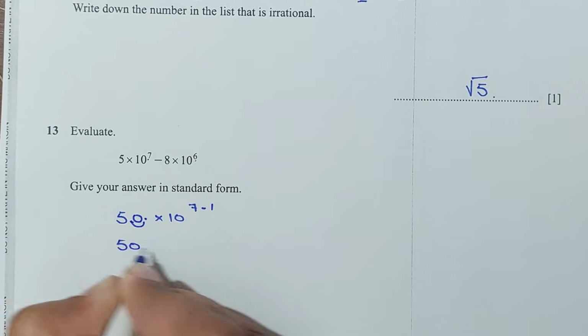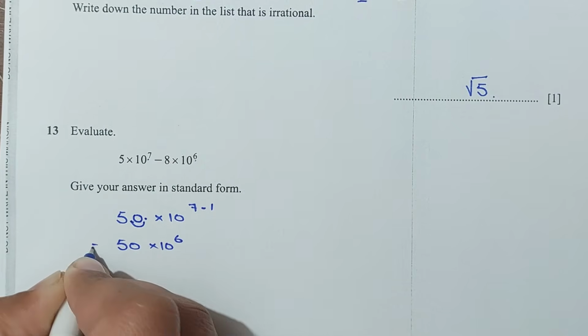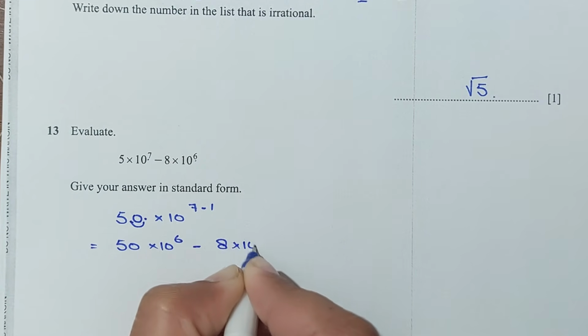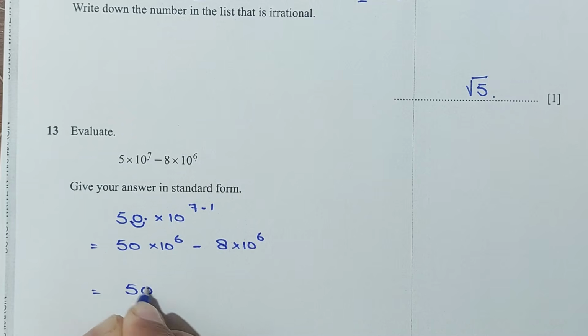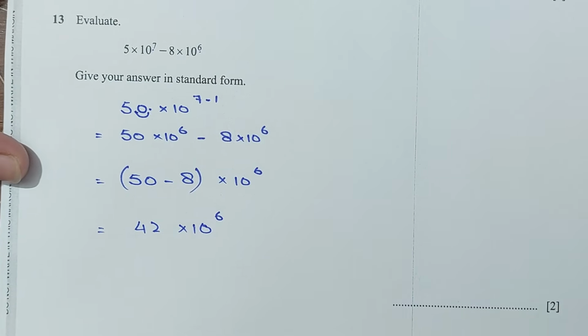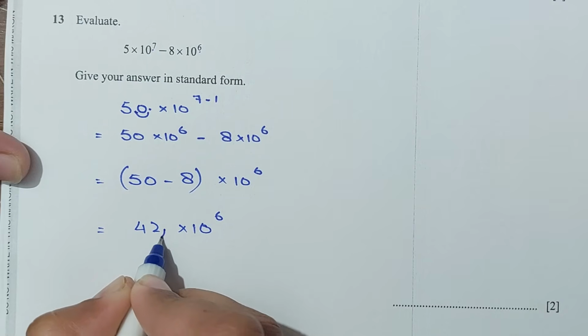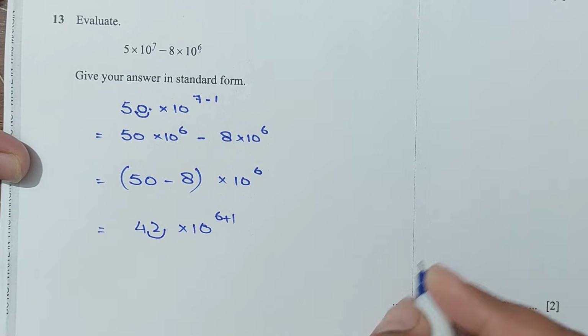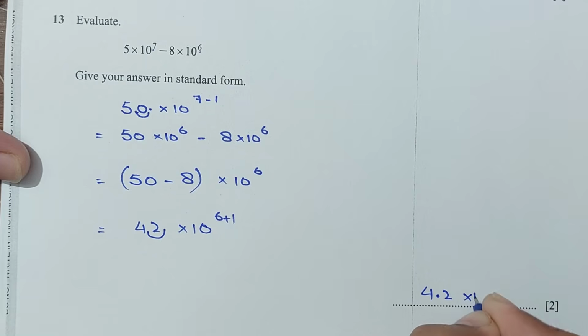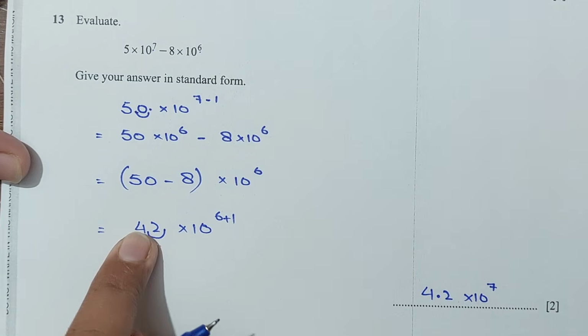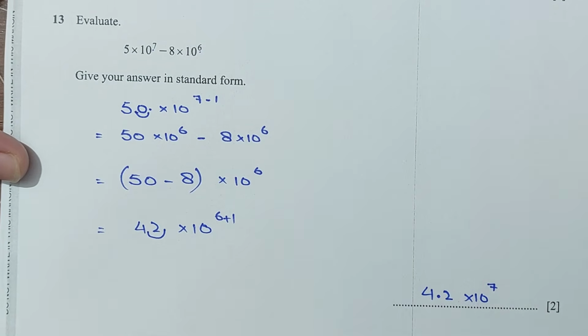So this is 50 times 10 to the power 6, right? And then minus 8 times 10 to the power 6. And then we have 50 minus 8. And then we have to times 10 to the power 6. So from 50, when we take away 8, which is 42, right? This is 42 times 10 to the power 6. Okay. Now the decimal point is over here. Move 1 unit to the right. So we add 1, right? This is 4.2 times 10 to the power 7. Whenever we are moving to the left, we add. When we are moving to the right, we subtract.